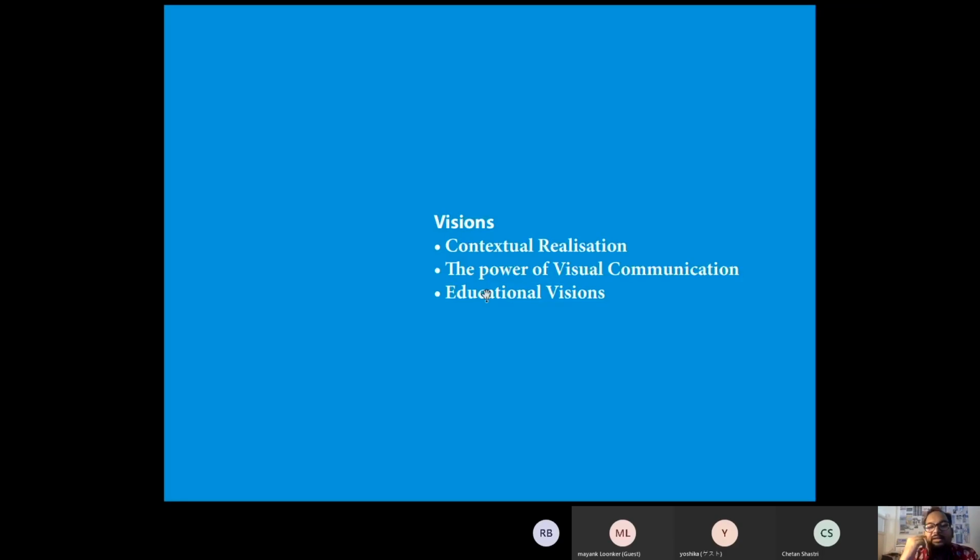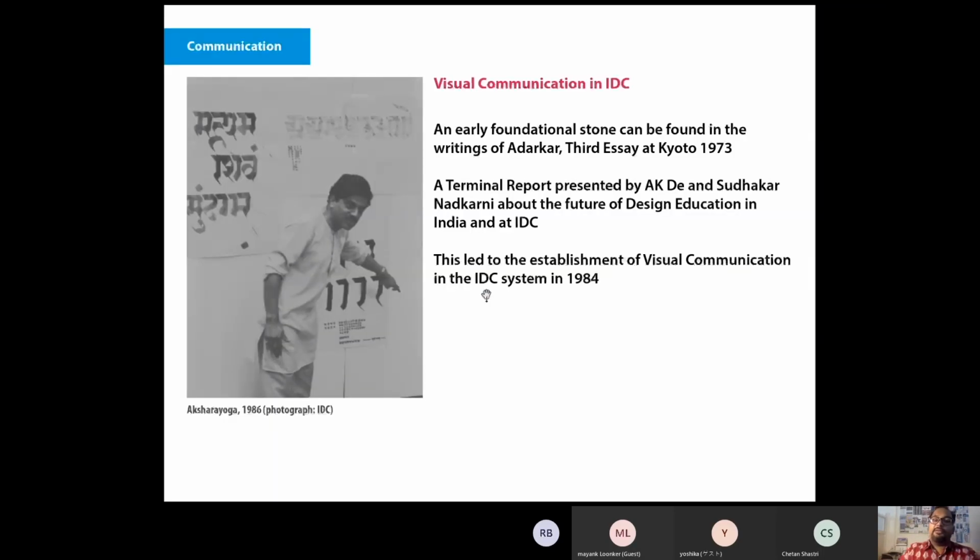Within the regions, we can see that there were a lot of contextual realizations, and the power of visual communication was realized by both institutes, NID and IDC, and several other educational visions were also there. NID had visual communication from the 1960s. This was a time when IIT also embraced visual communication in its discourse.